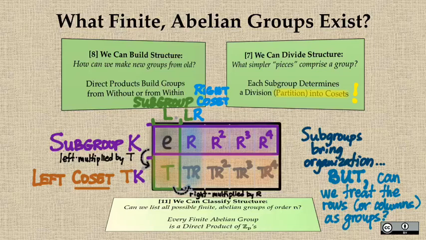And the answer in the case of the rows is yes. The answer in the case of the columns is no. And the reason for that is that there's a difference in the kinds of subgroups that we have. That K is going to have a property that L does not, a property that we're going to call normality. K is a normal subgroup. L is not a normal subgroup.